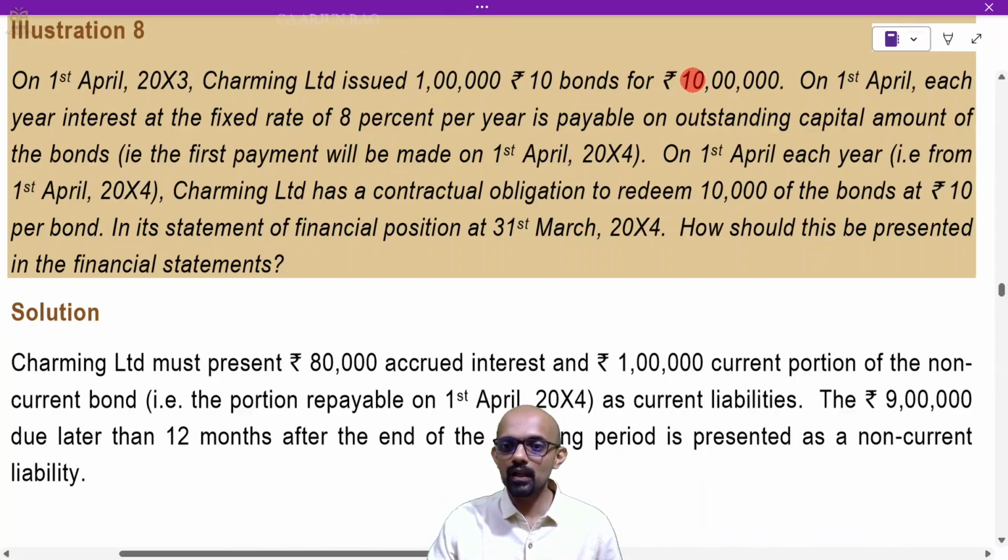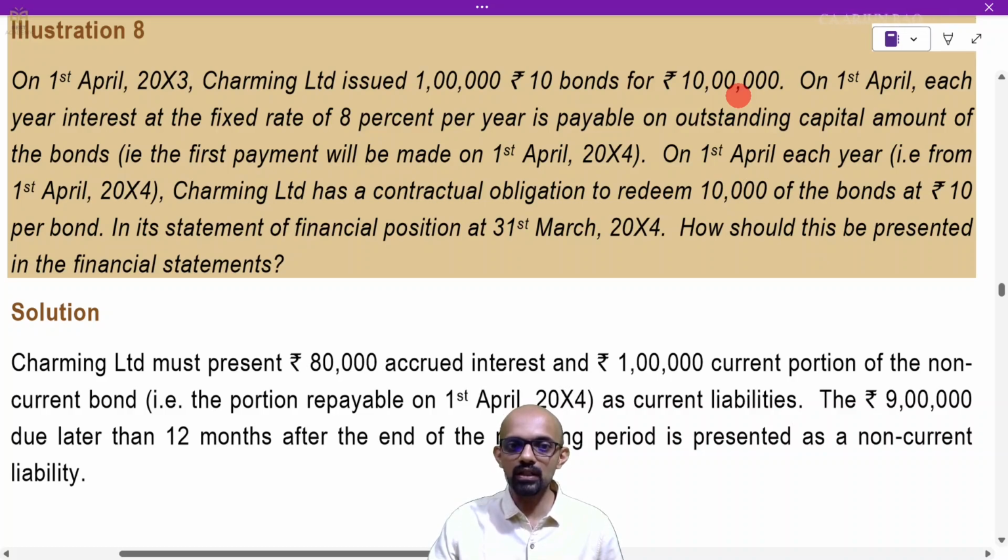So there are bonds for 10 lakhs issued on 1st April 2013, and on 1st April each year beginning from the next year, it pays interest and also part of the capital. It is paying 10,000 of the bonds at 10, that means 1/10 each year, right? So 1st April 2013 bonds issued, 1st April 2014, what will it do? It will pay 8% interest on this 10 lakh and it will also pay 1 lakh principal amount.